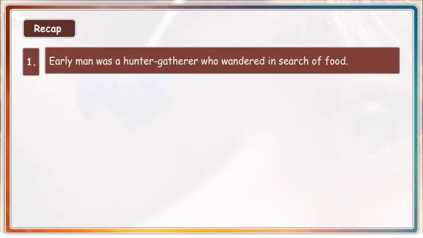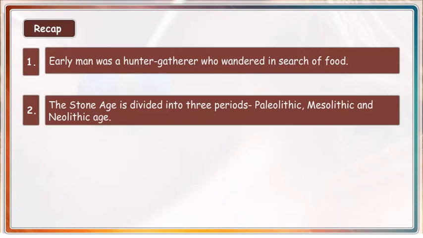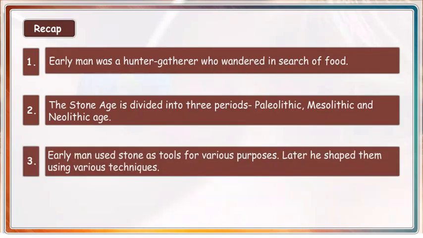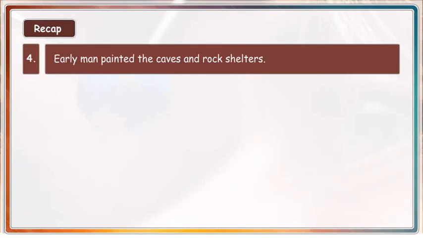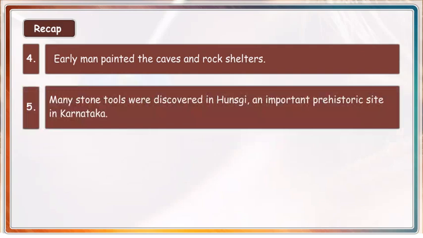Recap. Early man was a hunter-gatherer who wandered in search of food. The Stone Age is divided into 3 periods: Paleolithic, Mesolithic, and Neolithic age. Early man used stones as tools for various purposes. Later, he shaped them using various techniques. Early man painted the caves and rock shelters. Many stone tools were discovered in Hunsgi, an important prehistoric site in Karnataka.